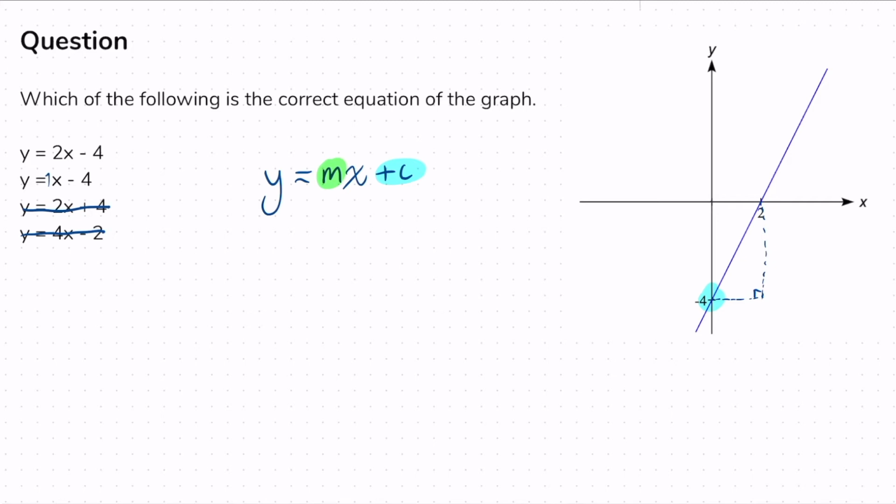Well, if I look at this, this is from 0 to 2, so that's 2 to the right. And then from minus 4 to 0, well, that's 4 up. So if m is equal to rise over run, and c we know is minus 4, that simplifies to 2x minus 4, giving us this answer here.